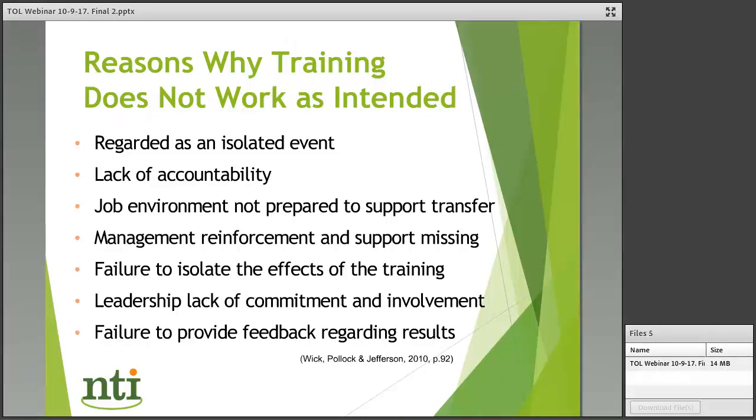Failure to isolate the effects of training. Again, we're going to talk a little bit more about that, but it's really important that if we're doing a training, we're doing it for a reason. It's really easy to say we're doing a training to improve skills, but what skills? How will we measure them? How will we know when folks are doing a better job? So isolating those effects of training becomes really critical.